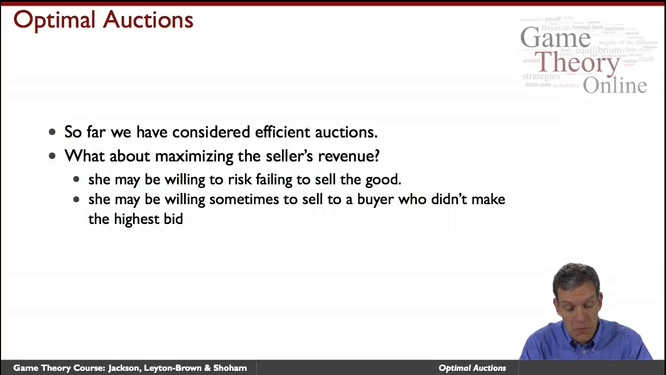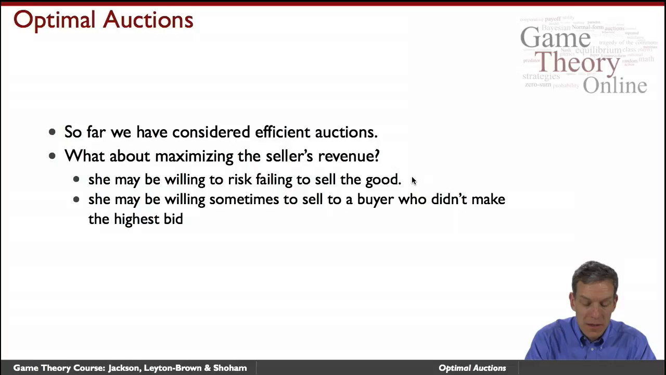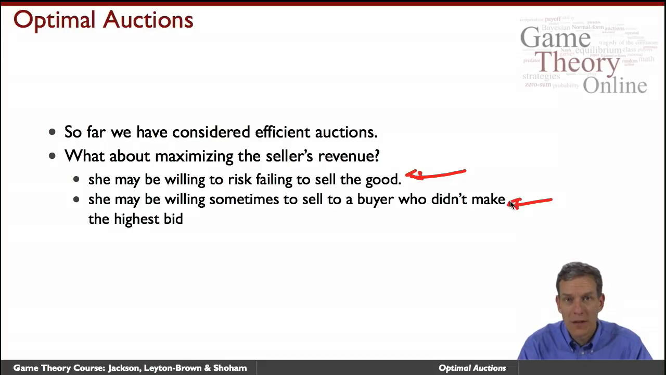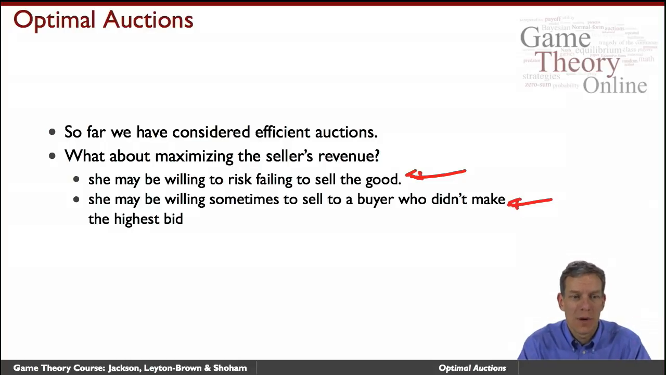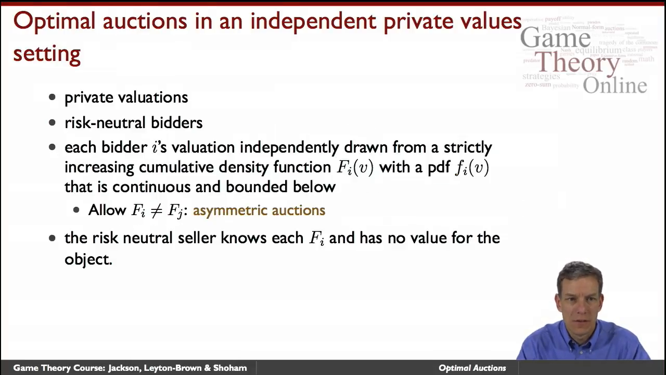And what does that mean in terms of possible losses in efficiency? It may mean that sometimes the seller doesn't sell the good, so they may risk failing to sell it. They might also even sell to a buyer that doesn't necessarily have the highest bid. That could happen in settings where there are some asymmetries among buyers and you want to use the threat of selling to one buyer to make sure that you increase the bids by the other buyer. We'll see a little bit of that in a bit. So here we're going to think about optimal auctions in this narrow sense of trying to design an auction which is going to maximize the seller's revenue.